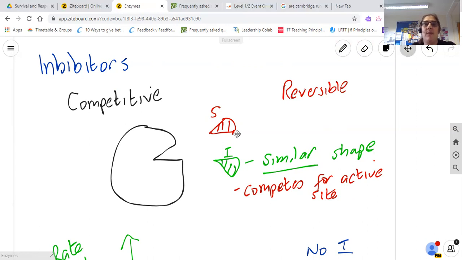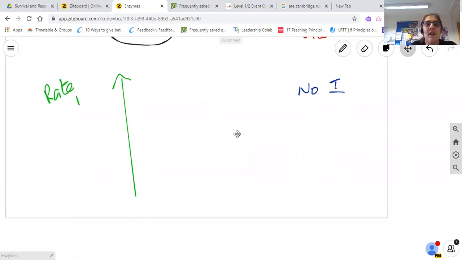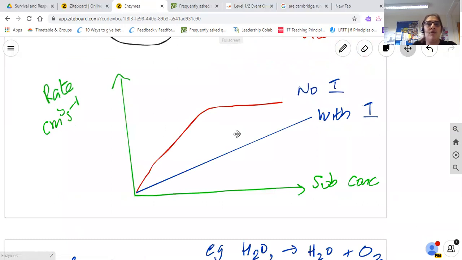Now, this is important because it means if I look at a graph of substrate concentration against rate, with an inhibitor, even though the rate is lower than without it, as you increase the substrate concentration, the rate will increase. Okay, and that's because the more substrates you've got competing with the inhibitor, the more chances are that the substrate will get into the active site instead of the inhibitor.